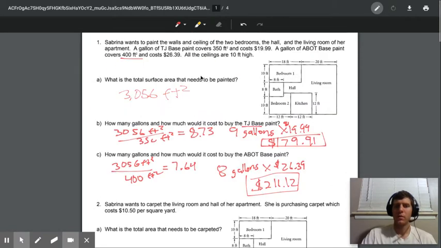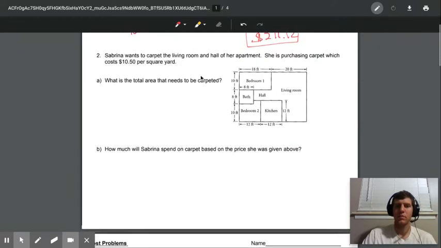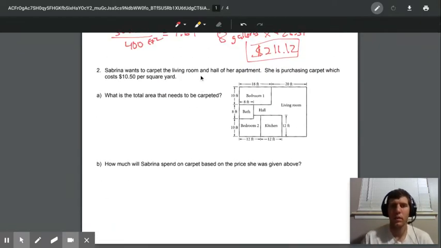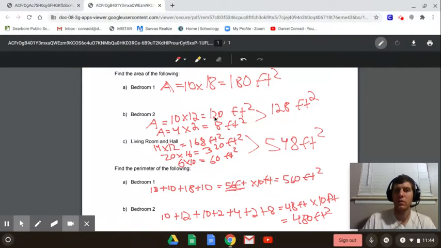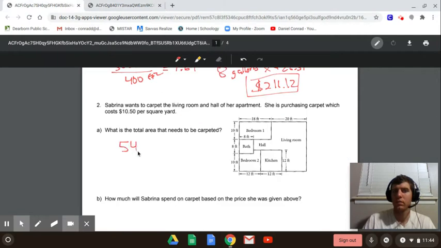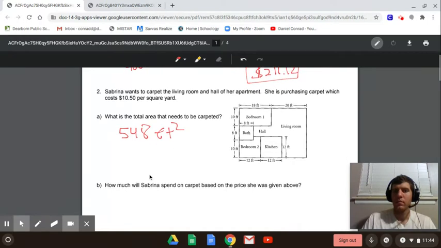Okay, so that's number one. That was the longest problem on the page. Number two here is much simpler. So we want to carpet the living room and hall. She is purchasing the carpet that costs $10.50 per square yard. So we need the total area that needs to be carpeted. That's the hall and living room. We already found the area of the hall and the living room. All right, we found it to be 548 feet. So that means we're going to need 548 square feet here of carpeting. Okay, and it costs $10.50 per square yard.